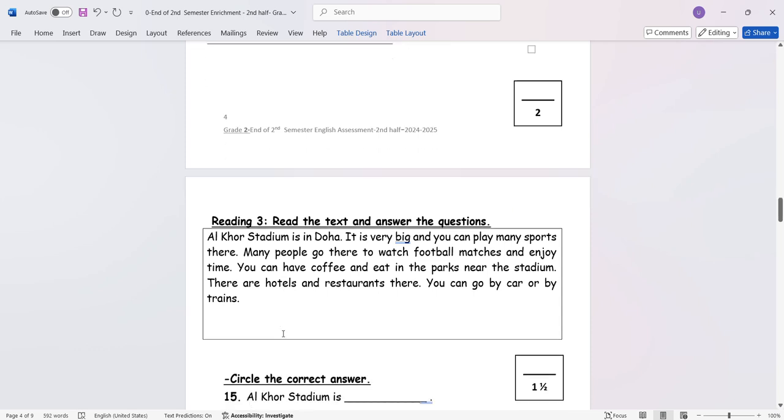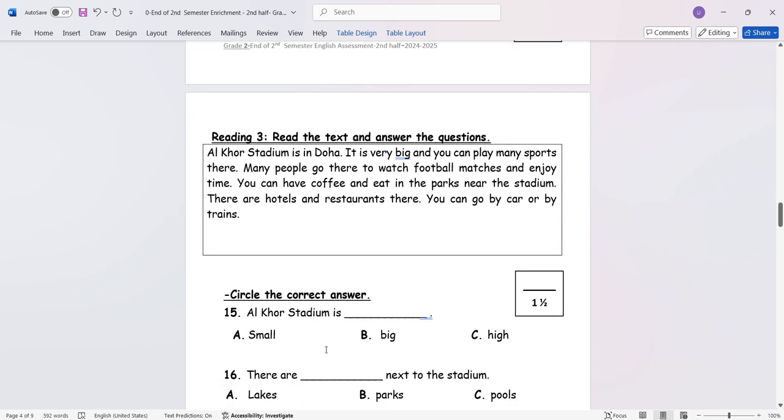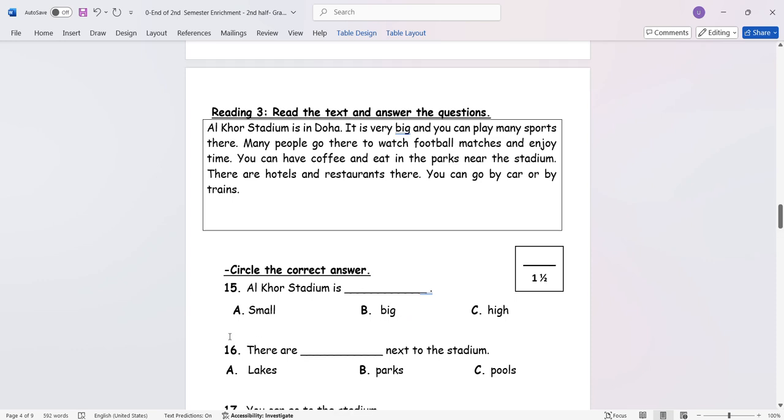Okay, now we move to the questions. Circle the correct answer. So you have to put a circle around the good answer. Al Khor Stadium is A, small, B, big, C, high. We go back to the text to check the answer. Al Khor Stadium is in Doha. It's very big. This is the answer. So we can write the answer here or we put a circle around the answer. So the answer is B, which is big.